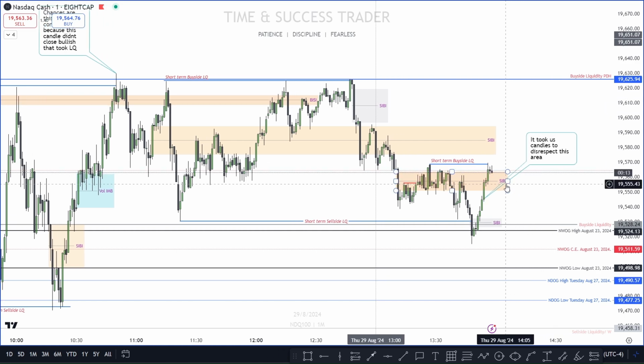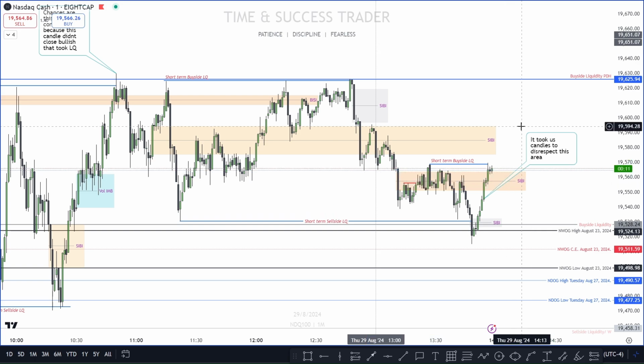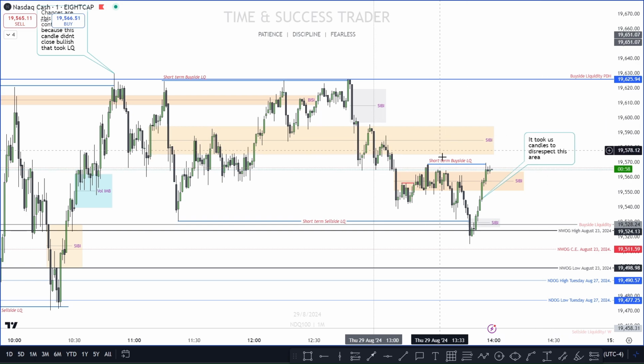Alright, what are we doing up here now? We sort of wet our feet with this short-term buy-side liquidity. We'll see if we can get up into these areas.